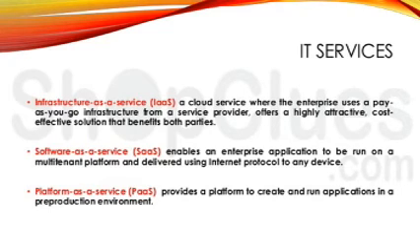First one, infrastructure as a service, gives a cloud service. The software as a service enables the enterprise to run on a multi-tenant platform and delivery system. And the third one, platform as a service, provides a running application for the pre-production environment. So these are the services provided for the e-commerce infrastructure.